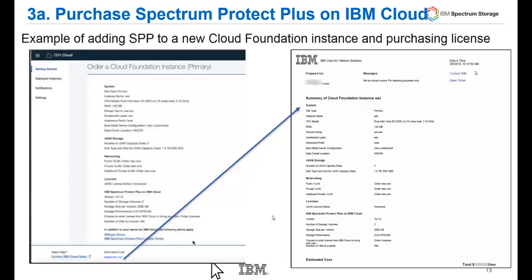When you have gone through and sized it, it will create an estimate for you. And if you click on this estimated cost, in this example, I have created a new Cloud Foundation instance and then added Spectrum Protect Plus on top of that. And I've chosen to pay for the Spectrum Protect Plus licenses in Portal. So you'll see in the PDF that pops open the summary of your Cloud Foundation costs, as well as your IBM Spectrum Protect Plus on IBM Cloud costs.